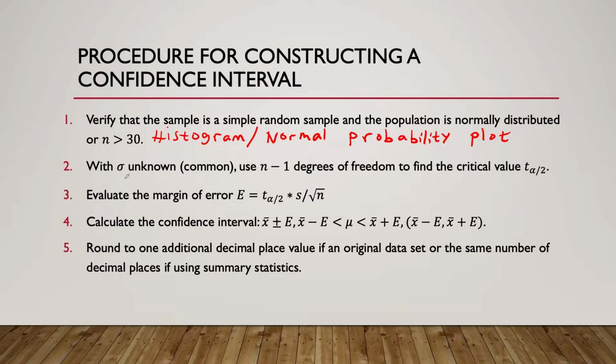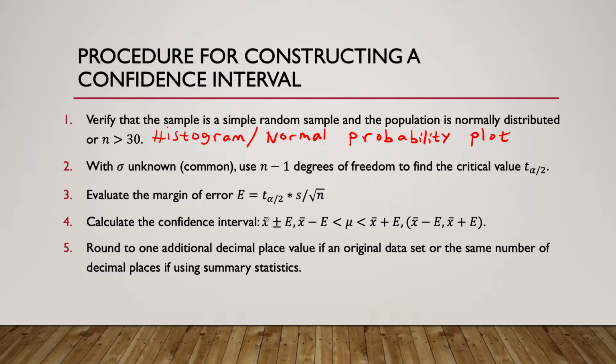Since we do not know the population standard deviation sigma, we would use n-1 degrees of freedom to find the critical value of t sub alpha divided by 2. And we would evaluate the margin of error by taking that t sub alpha divided by 2 times the sample standard deviation s divided by the square root of n, the sample size, for that margin of error E.